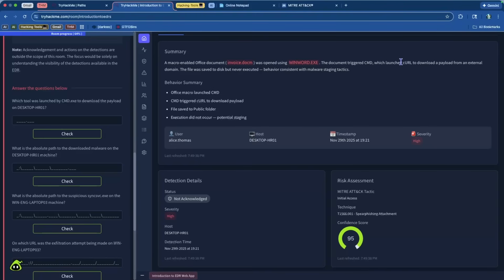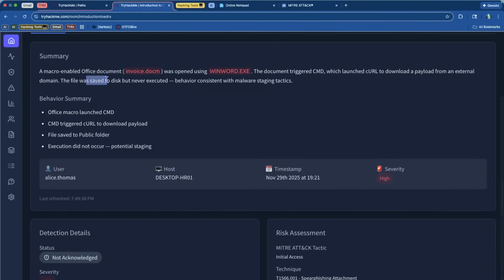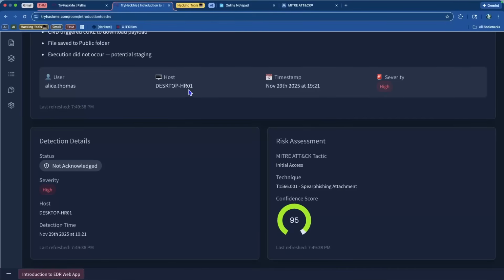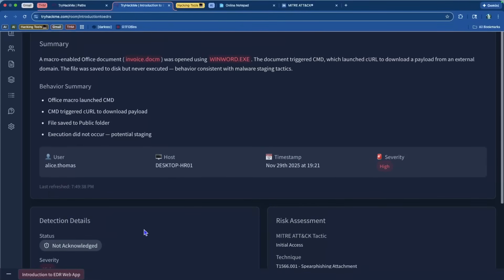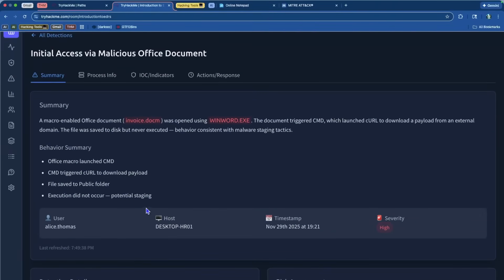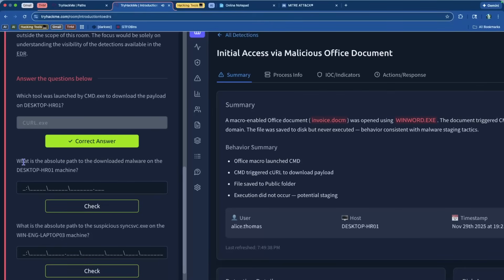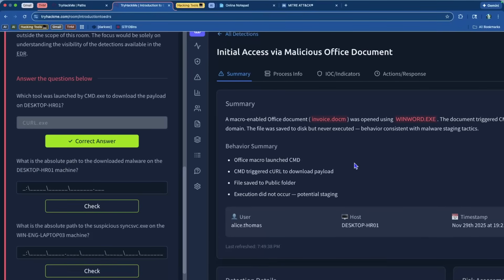The document triggered cmd, which launched curl. There we go. So what's the curl? It launched curl to download a payload from an external domain. So if we go down here, can we see any other information about this? We cannot. So it would be curl.exe would be my best guess on this particular one. So let's try that out. Curl.exe. Okay, very good.